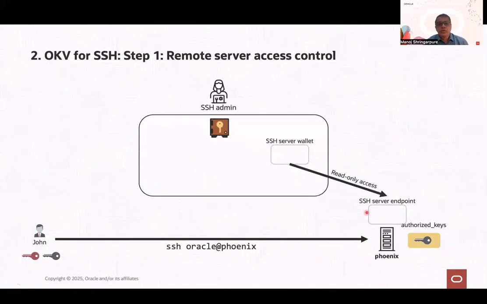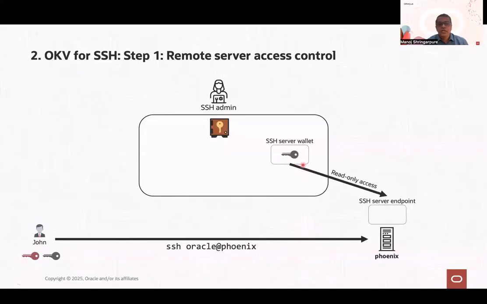So what we do with OKV is we have this endpoint software which can be configured. We can create an SSH wallet which will store this key. This key can be removed from the authorized keys and be stored in a wallet within the Oracle key vault. And whenever John requests, this endpoint will redirect him to the key vault, and the public-private key would match and he would get access.